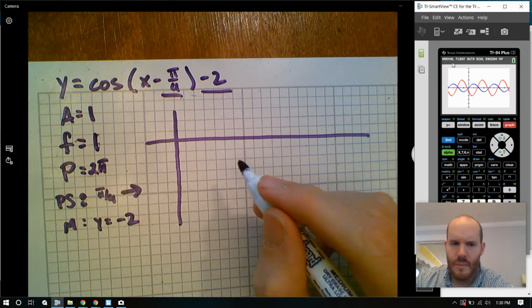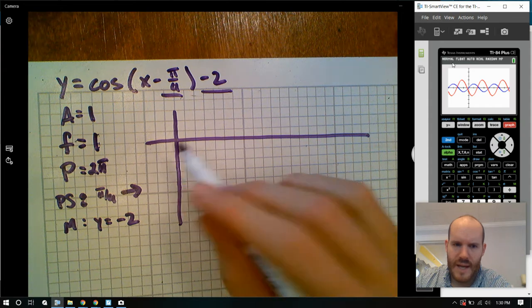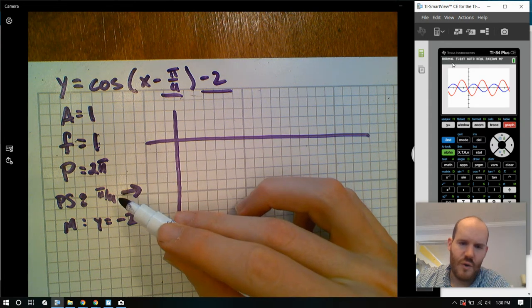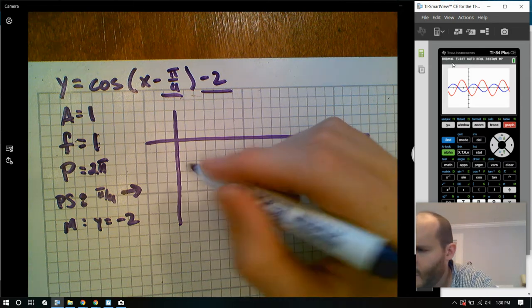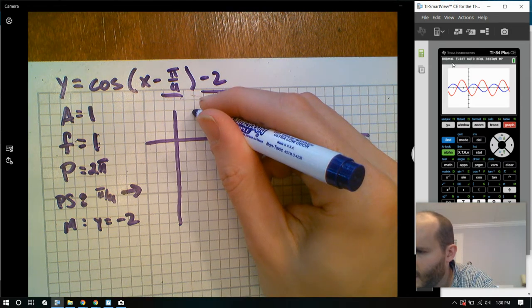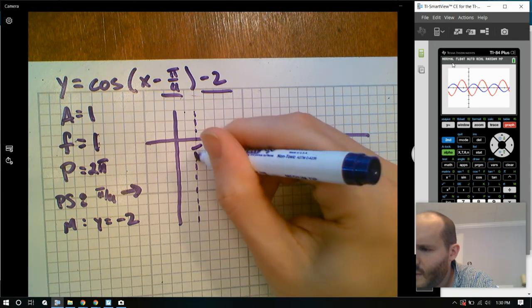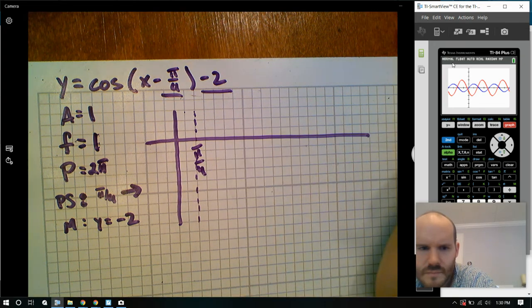I'm going to label my x direction first. So I have pi over 4. So I'm going to have to shift over pi over 4. So I'm going to make a little mark. Maybe I'll skip 2 boxes to give myself some space. Here, I'll call that pi over 4.